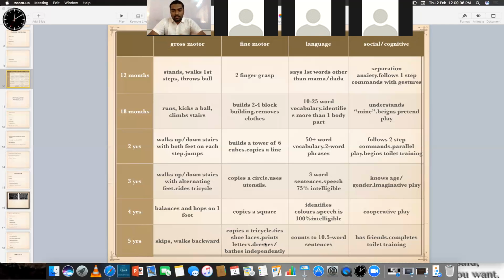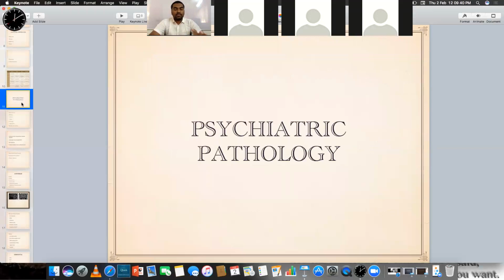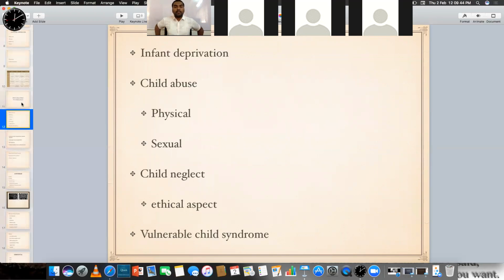Okay, so this is all about the milestones. Now we'll start talking about psychiatric pathology in childhood and infants. Infant deprivation syndrome. Infants are critically important. They need emotional bonding, and the kind of support and care you show to infants is going to determine what kind of development they have throughout their life. So this stage is really critically important.